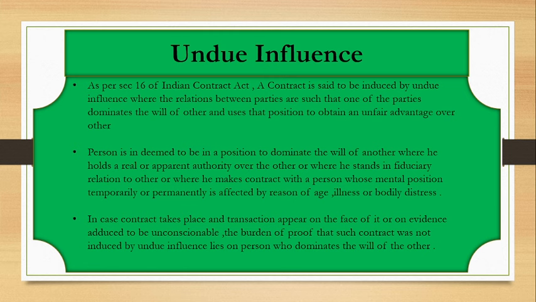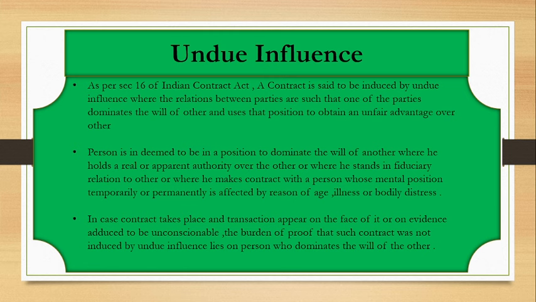A person is deemed to be in a position to dominate the will of another where he holds a real or apparent authority over the other, or where he stands in a fiduciary relation to the other, or where he makes a contract with a person whose mental position, temporarily or permanently, is affected by reason of age, illness, or bodily distress. In case a contract takes place and the transaction appears on the face of it, or on evidence adduced, to be unconscionable, the burden of proof that such contract was not induced by undue influence lies on the person who dominates the will of the other.